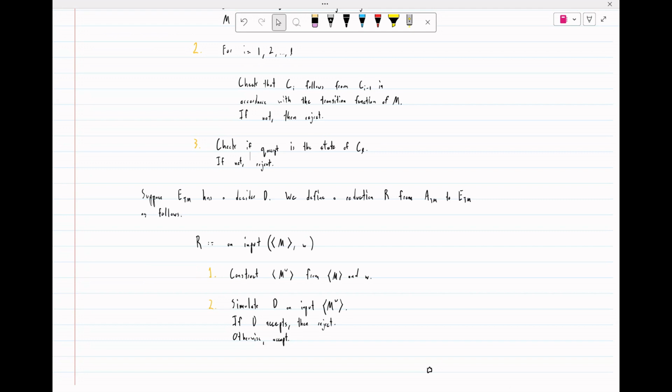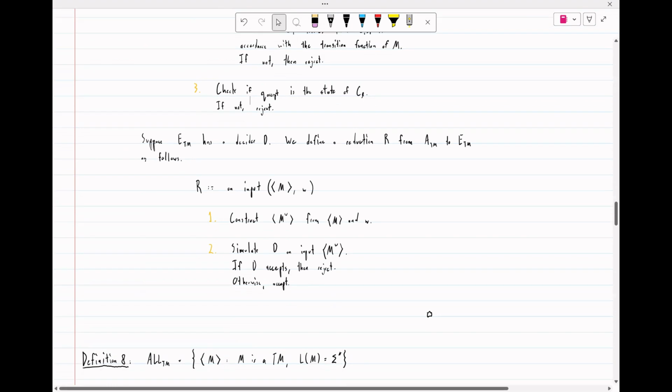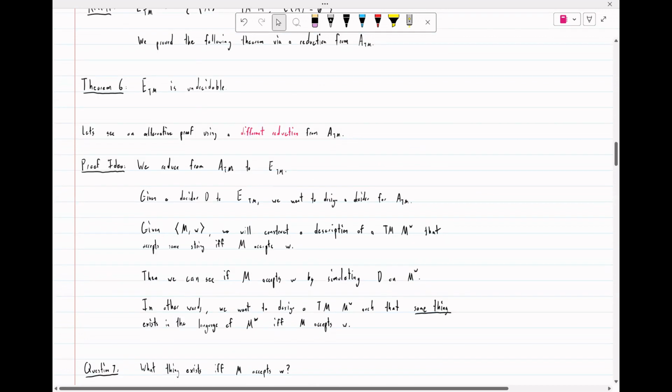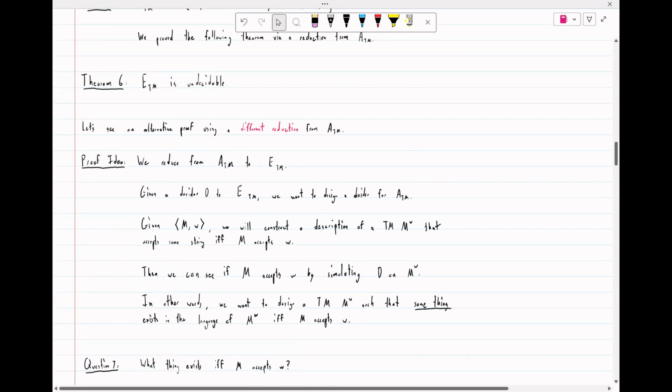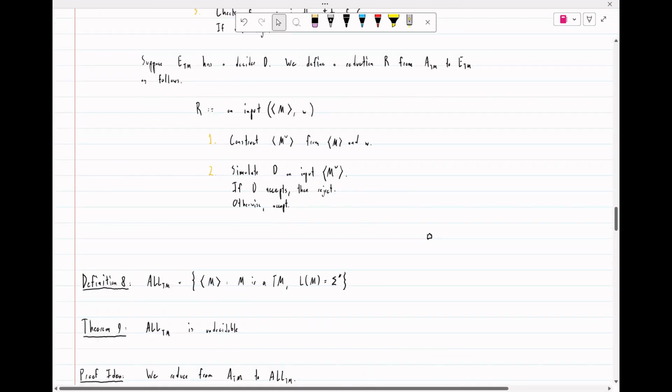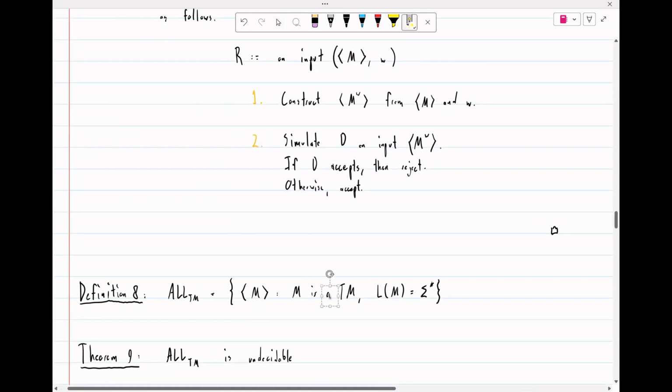Okay, let's see how we can switch this up a little bit. What did we prove here? We gave an alternative proof that ETM is undecidable. Let's see how to tweak this proof slightly to get a proof that all TM is undecidable. We're not quite where we want to be yet, because what we want to show is that all PDA is undecidable. But first we're going to show that this other problem, which seems even closer to the thing we want, is in fact undecidable by modifying the proof we just gave.